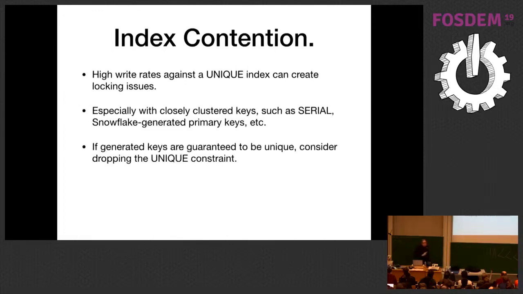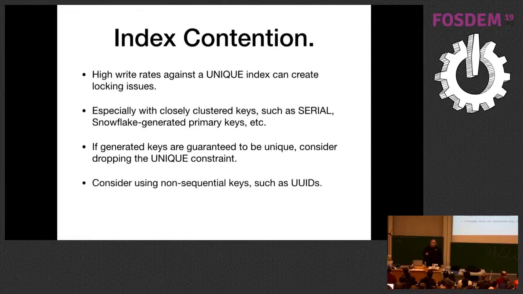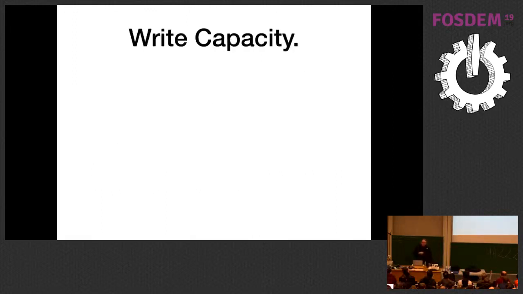One thing that we have gotten great performance out of is if your keys are guaranteed to be unique, like serial or Snowflake or one of these, you might consider just dropping the unique constraint and get some performance benefit out of that. Or switch to UUIDs, if you don't mind. Of course, if you're generating a huge number, you might start running out of entropy, from the contention maybe on the random number generator.